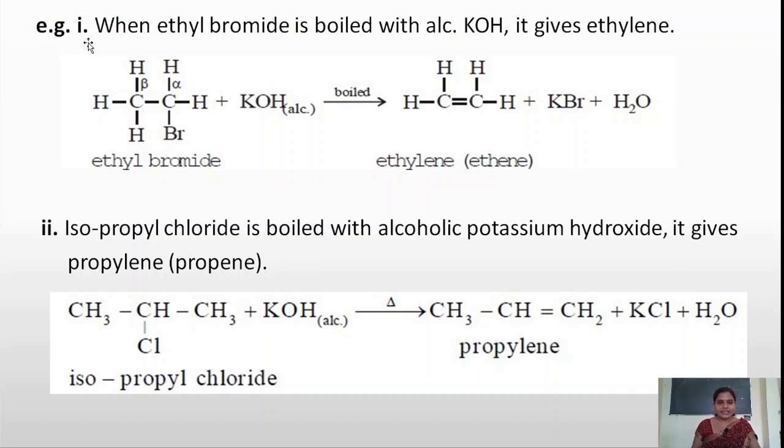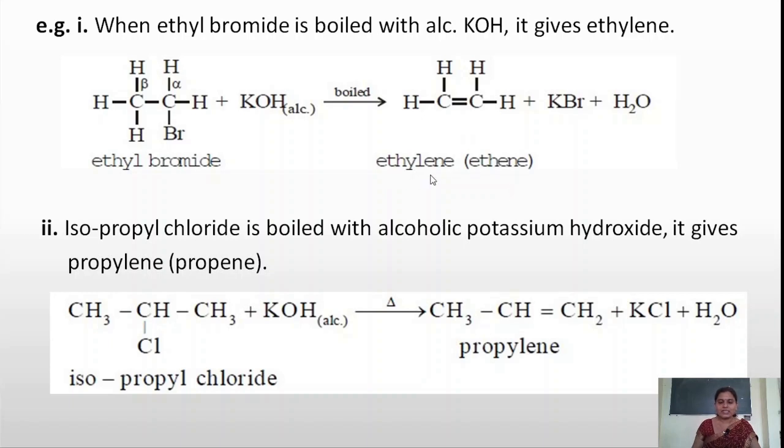So here I take the example, when ethyl bromide is boiled with alcoholic KOH, it gives ethylene. So it is the ethyl bromide. There are 2 carbon atoms, and this is the alpha carbon because this bromine, that is our halogen, is attached to this carbon. So this is the alpha carbon, and the carbon adjacent to this carbon is the beta carbon. So there is a removal of hydrogen from this carbon and removal of halogen, that is bromine, from this carbon, and when these reactants boil together, we will get ethylene or ethene.